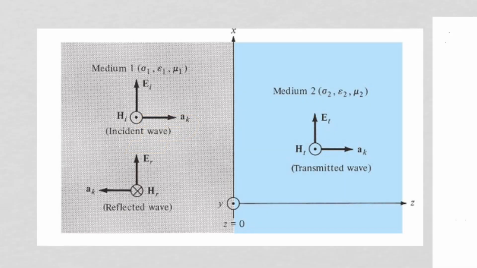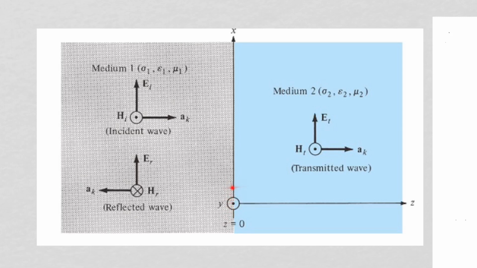We are now going to look at reflection of plane waves at normal incidence to a boundary. So we have two materials here. We'll call one material 1, the other one material 2. They can each have a conductivity, a permittivity, and a permeability. And we're going to put the boundary at z is equal to 0.